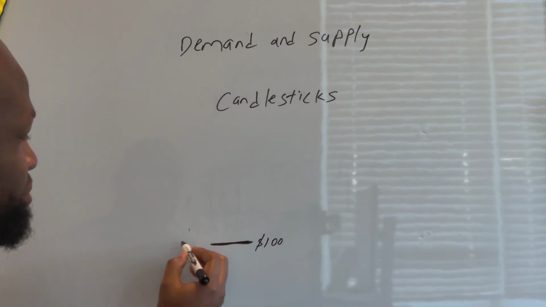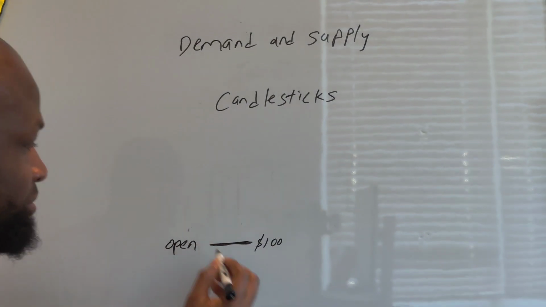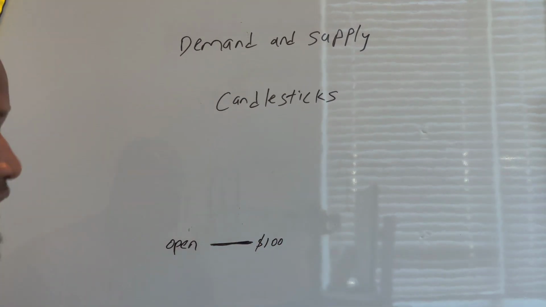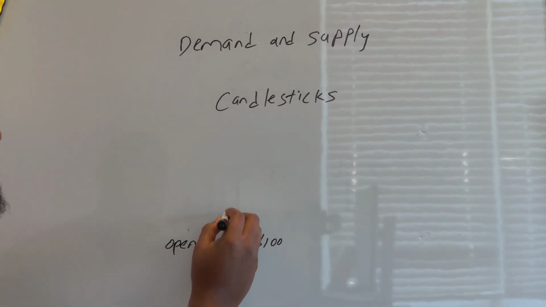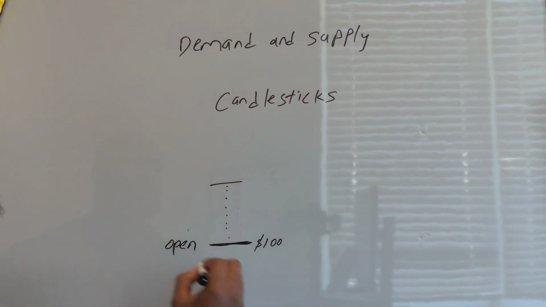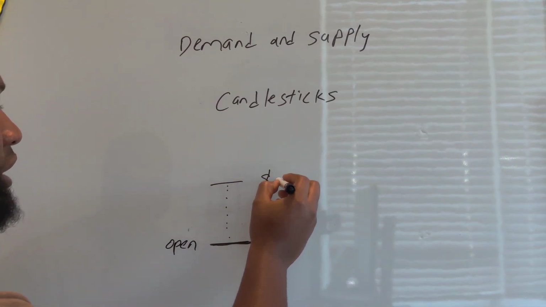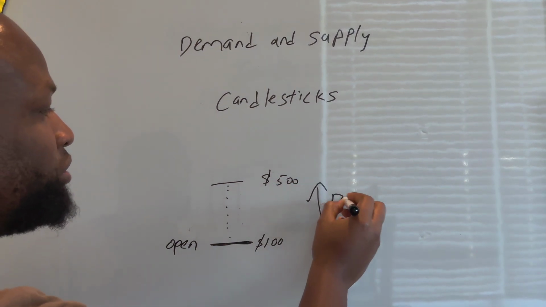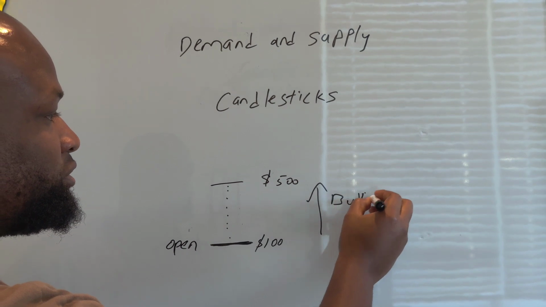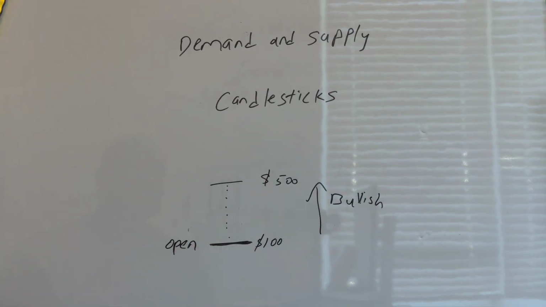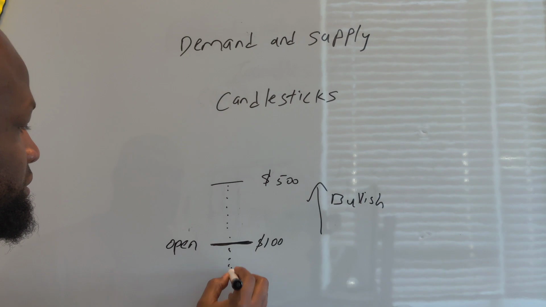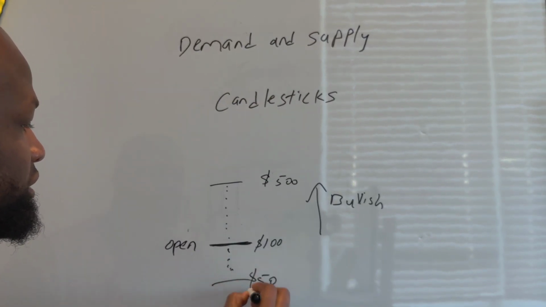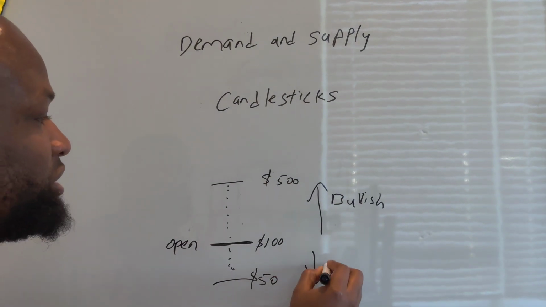Where we start is called the opening. This is where the market opens up. So the opening price for Bitcoin right here is $100. Now it goes up all the way here, and now it's $500. This process of it going up is called bullish. And let's say it goes down, and now here it's $50. This process of it coming down is called bearish.